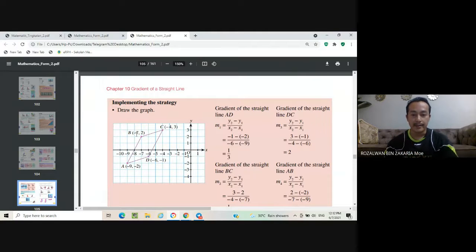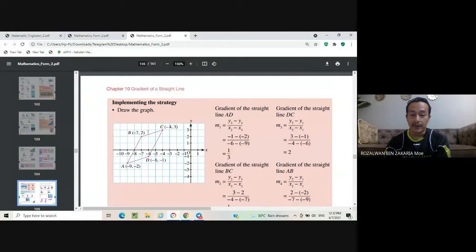All right. Then after that, we want to check whether the line BC is parallel or not parallel with the line AD. And after that, you have to check whether the line AB is parallel or not parallel with the line CD. So how to check whether the lines are parallel or not parallel? We can use the gradient.